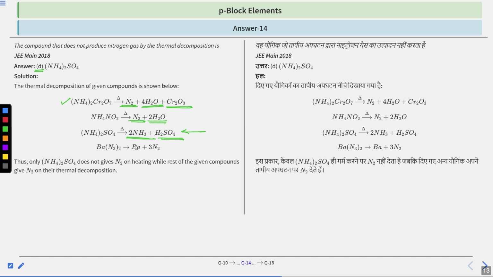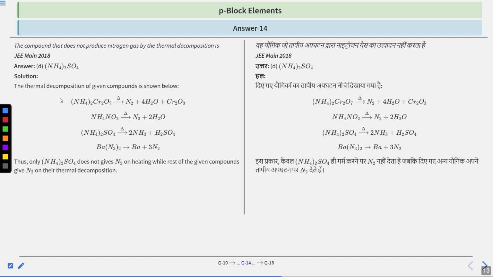While in the case of Ba(N3)2, we have 1 Ba element plus 3 molecules of nitrogen gas, right? So except this compound, all other compounds on thermal decomposition produce nitrogen gas, right? And thus only (NH4)2SO4 does not give N2 on heating, while the rest of the given compounds give N2 on their thermal decomposition. Thus our correct answer is option D, (NH4)2SO4.